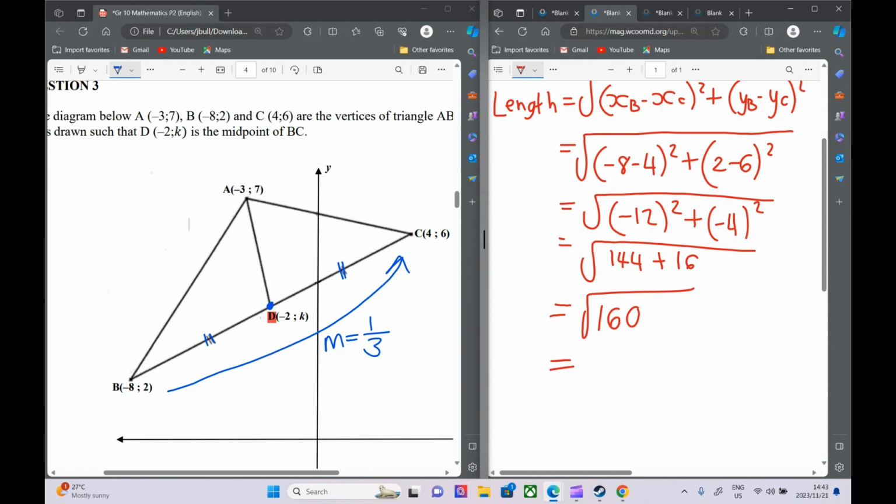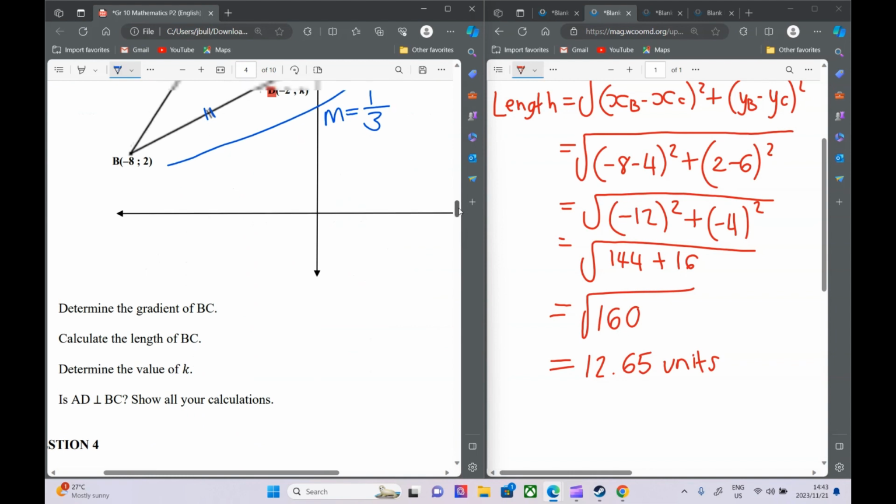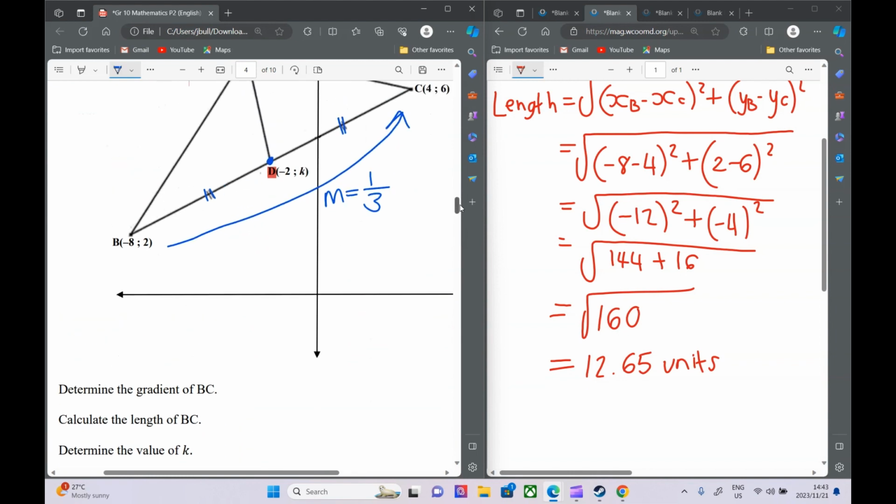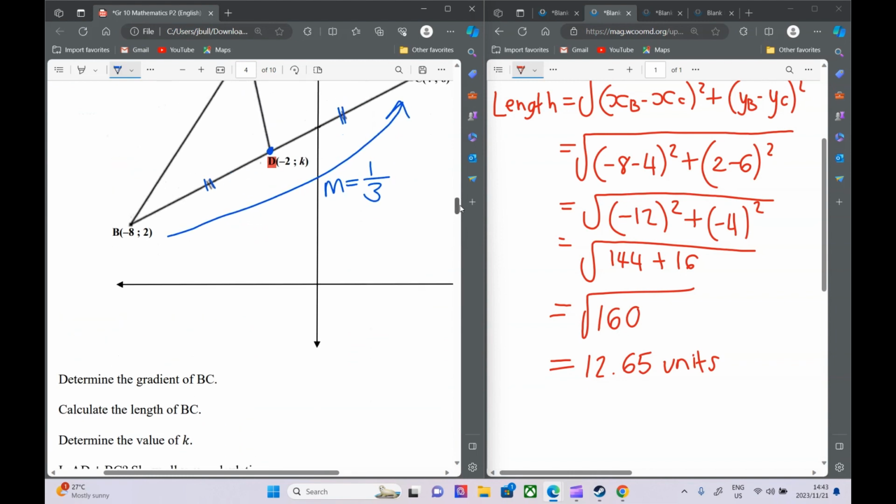Okay, so square root of 160 is 12.65. We don't know if it's centimeters, so just put units there. Okay, next question, they want to know, determine the value of k.